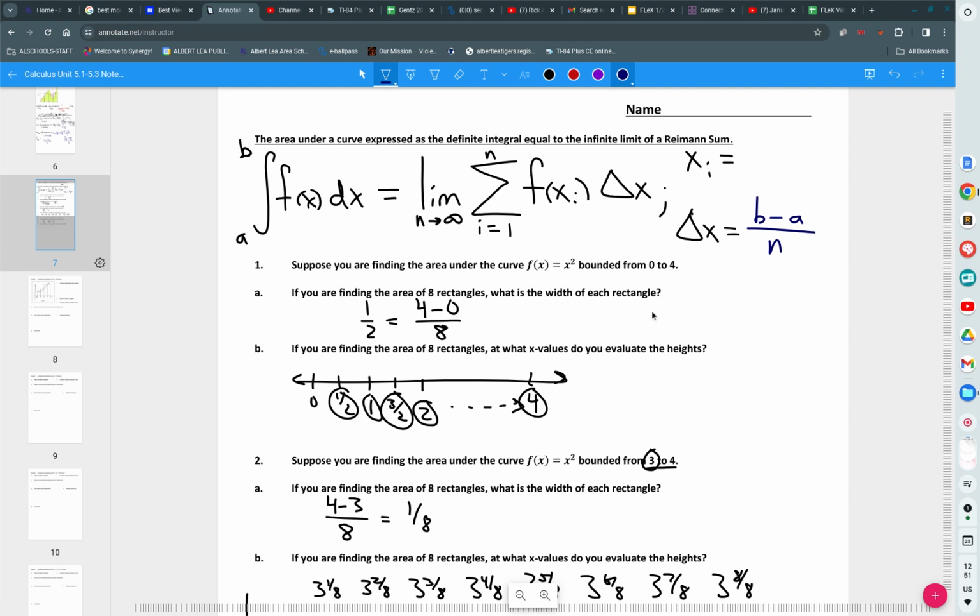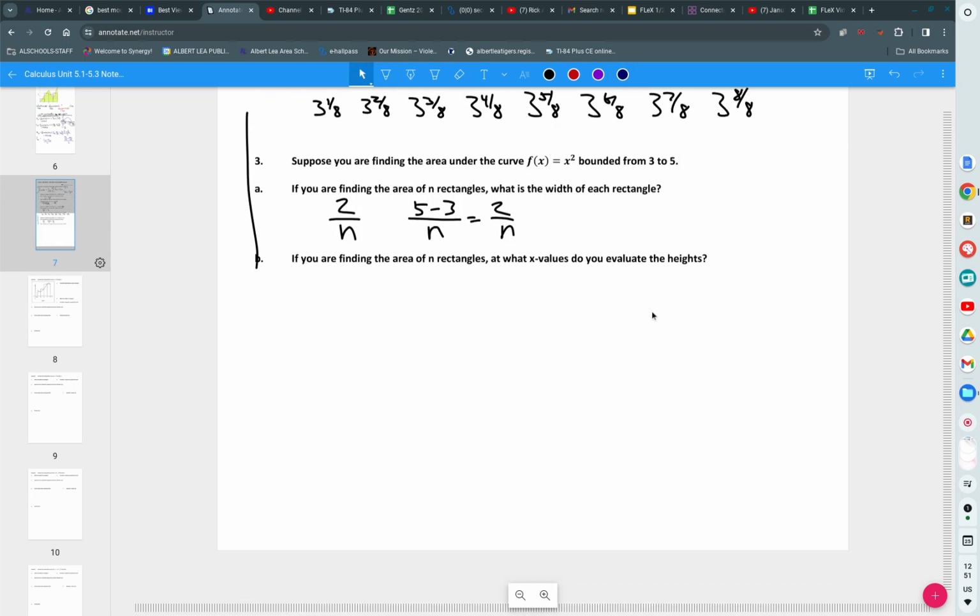Yes. With your little squiggly thing at the very front of that? Yeah, it's called an integral. Okay, what does the b and the a mean? Those are your bounds. So like we said, 3 to 4, 0 to 4, those are my bounds. Okay, good question. All right, now we come back for the last part.